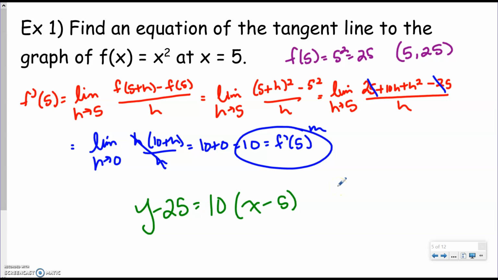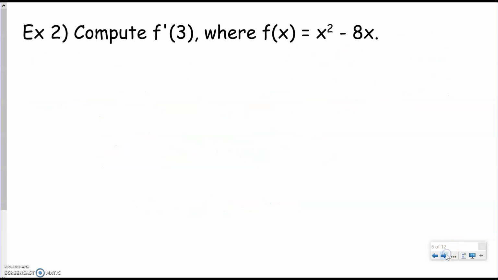In AP Calculus, you don't have to simplify it. Leave it like that. Save yourself some time. The answer keys that go with the book, they do change this to slope-intercept form, but I won't typically do it. Okay, let's do another one.